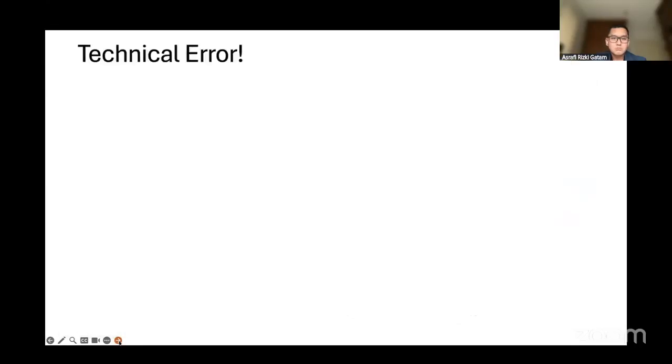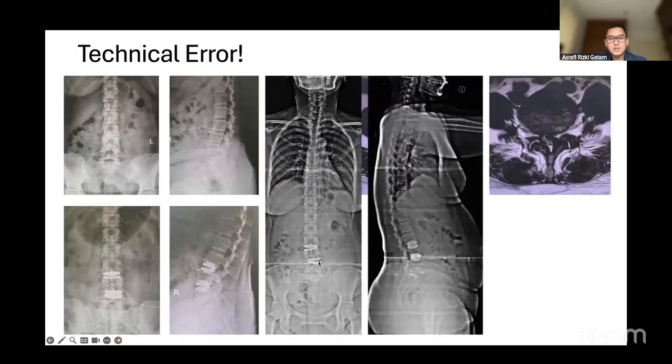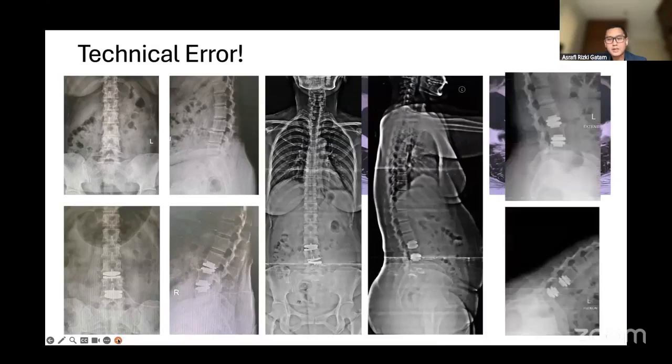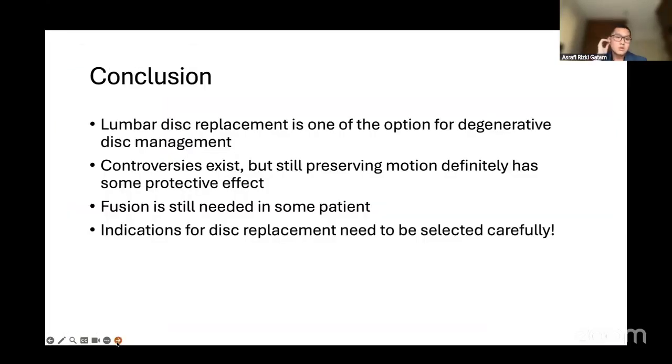Also, if we put the implants with some kind of technical error, the spine is still moving and there are still no clinical symptoms. So the question is whether we should be afraid of doing a disc replacement. In conclusion, lumbar disc replacement is still one of the options for degenerative disc management. Some controversies still exist, but preserving some motion definitely has a protective effect, even though fusion is still needed in some patients. The indication for disc replacement needs to be selected carefully.